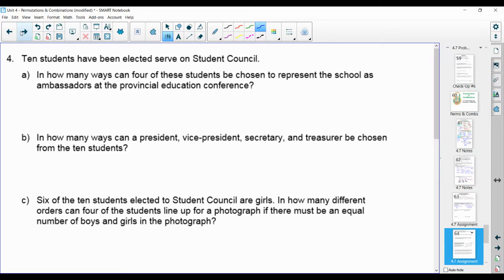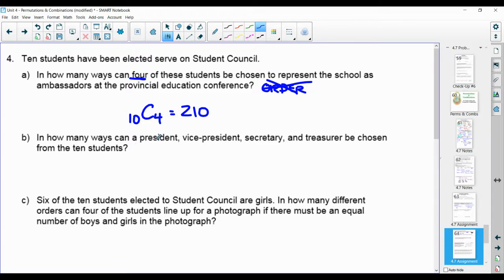All right, let's move on to question number 4. It says 10 students have been elected to serve on student council. In how many ways can 4 of these students be chosen to represent the school as ambassadors at the provincial education conference? Well, this one, order does not matter. So this is a combinations question. So 10 choose 4. There are 210 ways.